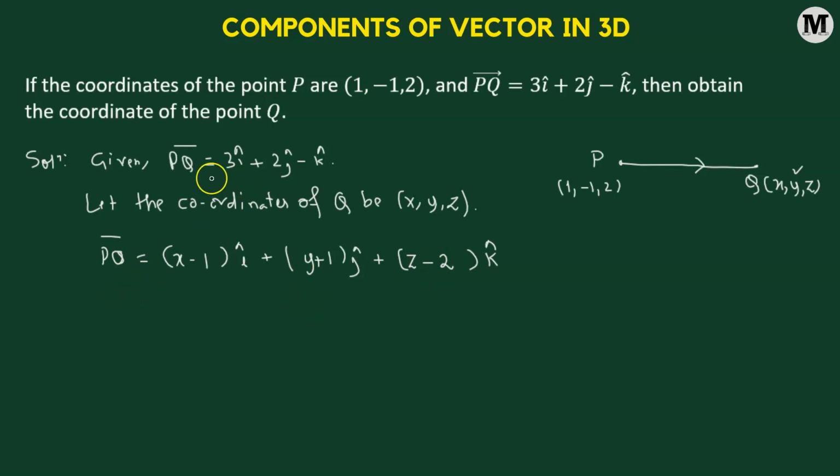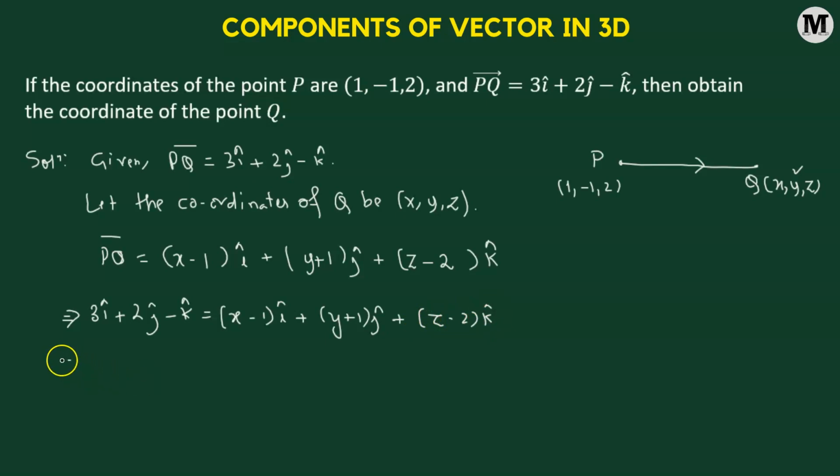However, it's given to us that PQ vector corresponds to 3i cap plus 2j cap minus k cap. This implies that 3i cap plus 2j cap minus k cap is going to be equal to x minus 1 i cap added to y plus 1 j cap plus z minus 2 k cap. We can now compare both sides, and that's going to give us 3 equations. We have x minus 1 equals 3, y plus 1 will be equal to 2, and then z minus 2 will be equal to -1.